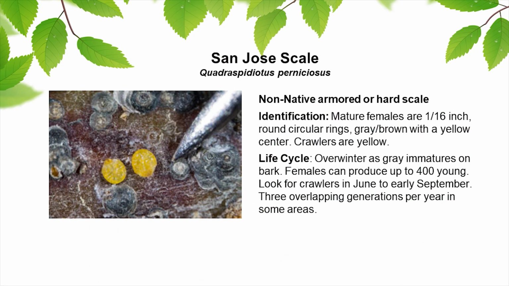San Jose Scale. San Jose Scale is a non-native armored or hard scale. Mature San Jose Scale females are 1/16 of an inch in diameter. They are round with circular rings, gray-brown in color with a yellow center. The crawlers are yellow. San Jose Scale overwinter as gray immatures on the tree's bark. The females can produce up to 400 young. Crawlers are active from June to early September. There are 3 overlapping generations per year in some areas.